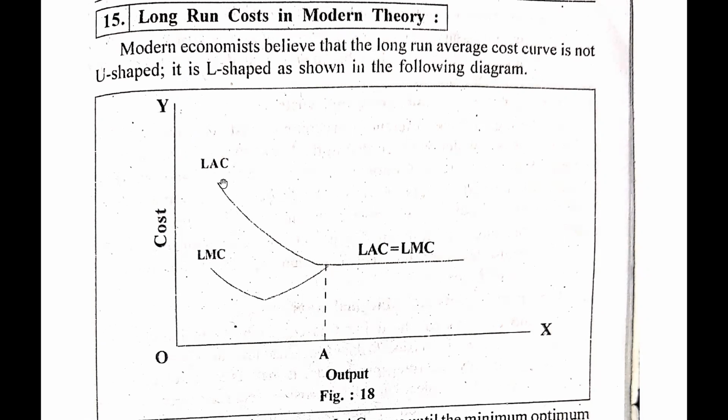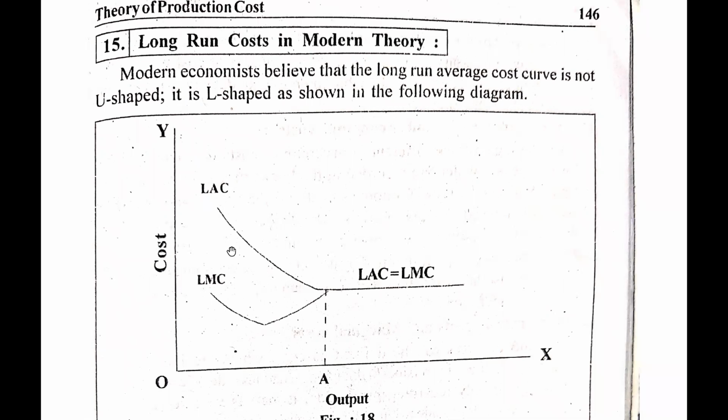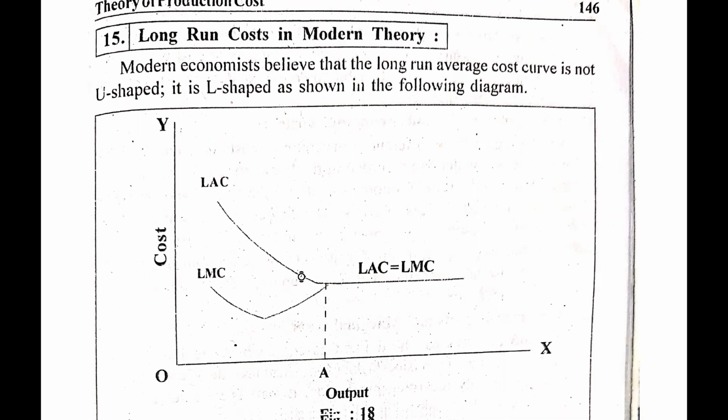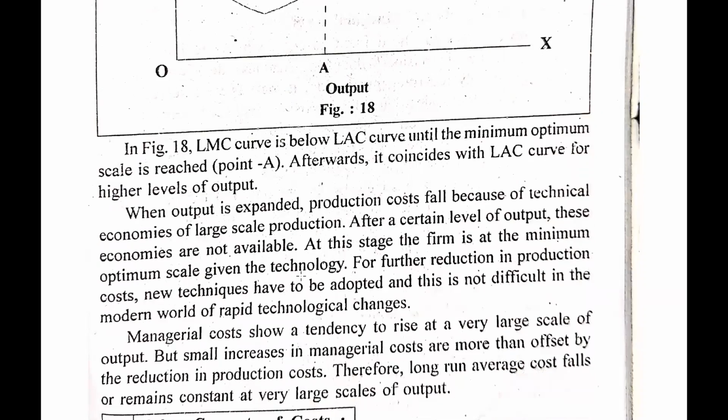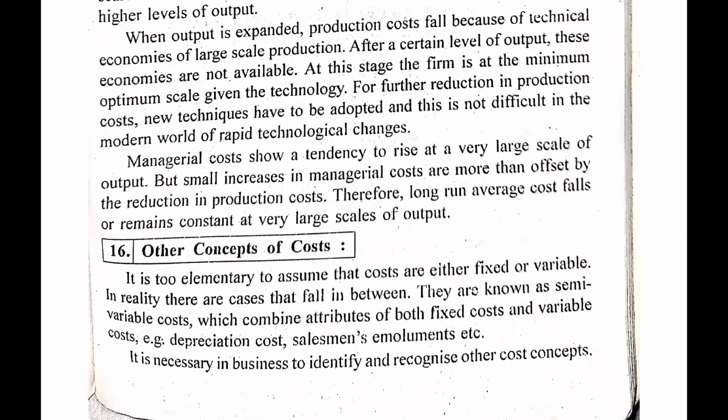But in the modern theory, till point A the situation is the same, but after point A, long run average cost is equal to long run marginal cost. So guys, modern theory says that average cost and marginal cost will be the same, or constant, in the long run cost. Now guys, we will see the next point that is given here, other concept of cost.